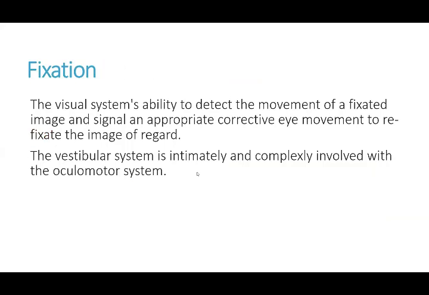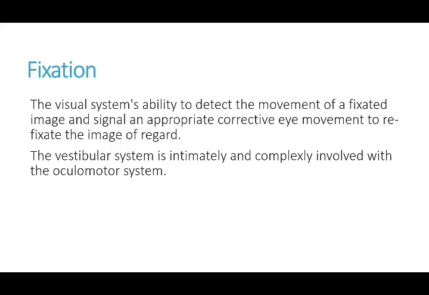Now, what is fixation? The visual system's ability to detect the movement of a fixated image. Detect means if you are looking at an object and that object moves, then your eyes automatically move with it, and signal an appropriate corrective eye movement to refix the image of regard.